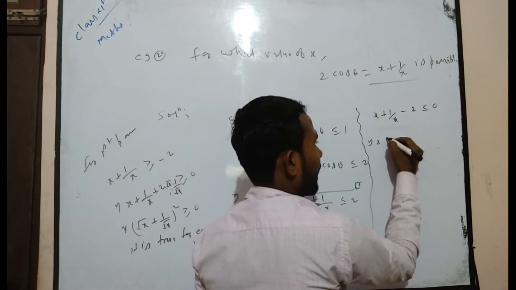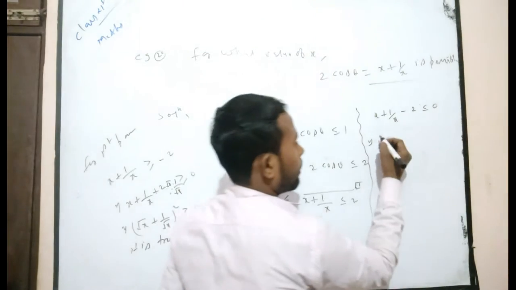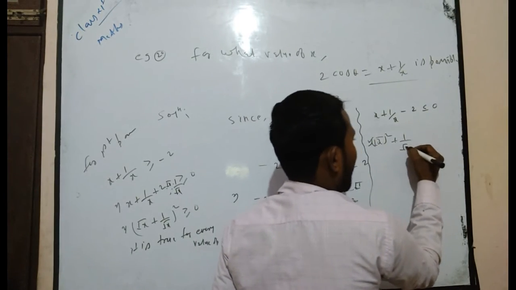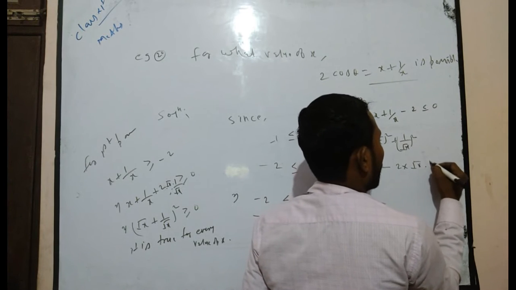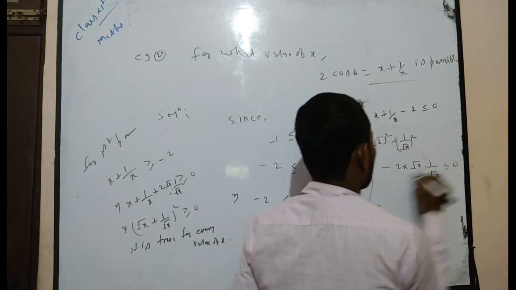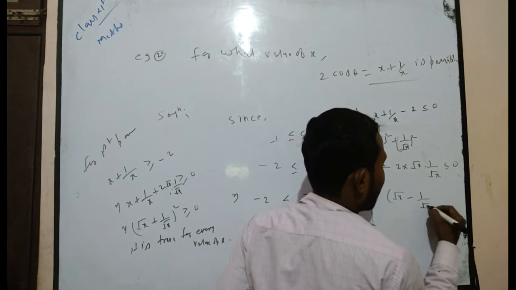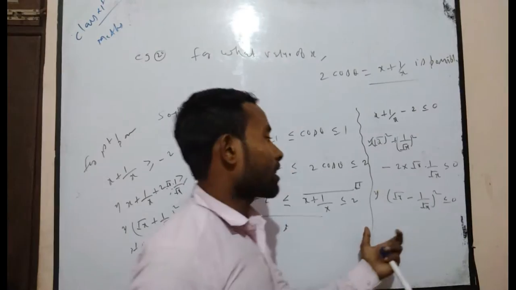In that case, similarly, 2 can be expressed as 2 times. You have to write root under x whole square plus 1 upon root under x whole square minus 2 times root under x into 1 upon root x, which is less than or equal to 0. That implies it is simply root under x minus 1 upon root under x, whole square, which is less than or equal to 0. For which value of x is it true?